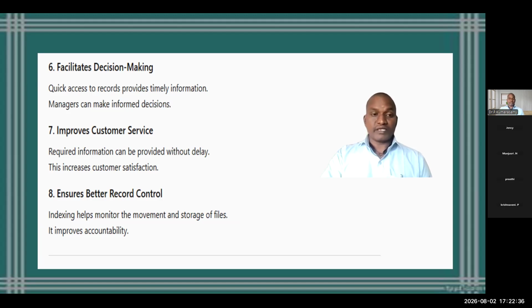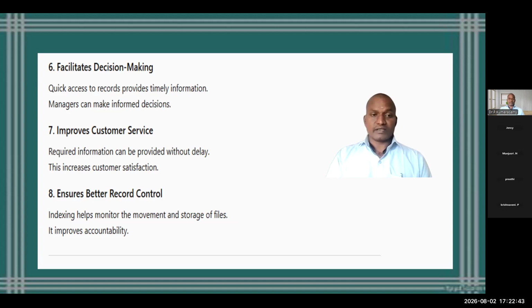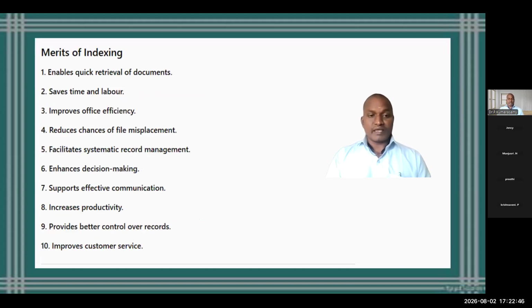These are the merits of indexing, right? Needs of indexing. The same merits of indexing: enable quick retrieval, save time, improve office efficiency, reduce chance of mistakes. It helps systematic record management, enhances decision making, supports effective communication, increases productivity. It provides better control over records, then improves customer service. These are the merits of indexing.